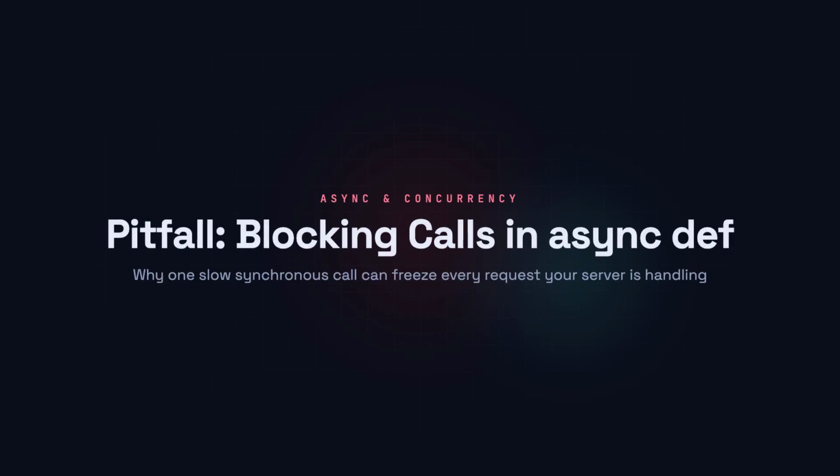In this video, we are looking at one of the most common and damaging mistakes you can make in a FastAPI application, placing a blocking call inside an async function. It is easy to do by accident, the error is silent, and the performance impact can be severe. Let us break down exactly what goes wrong and how to fix it.